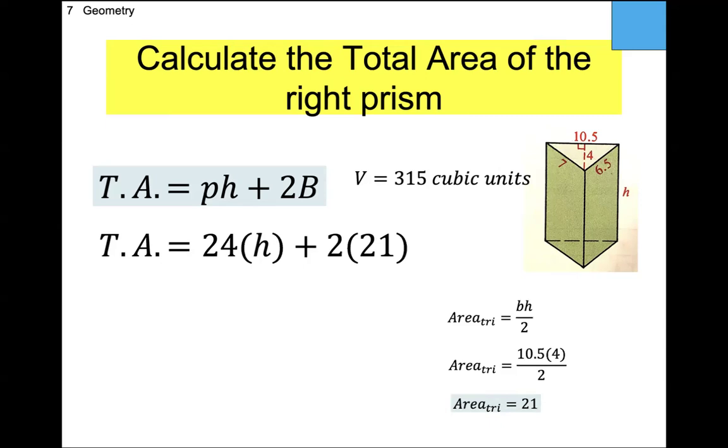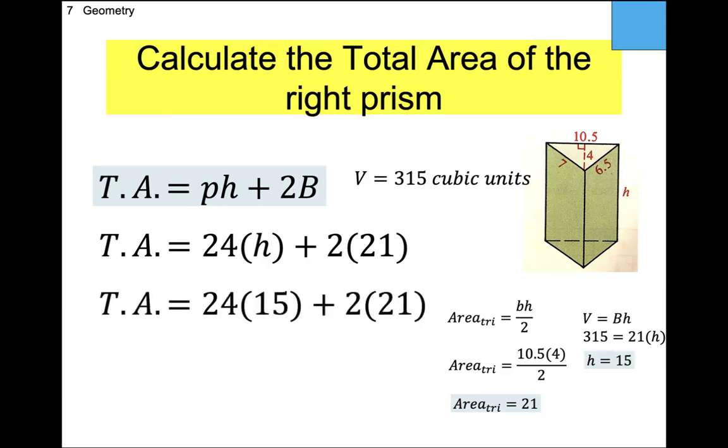How in the world am I going to find the height? Well, let's see. Any other information we have there? Oh, yeah. Volume is 315 cubic units. Well, volume is calculated by capital B H. I just calculated the base area. The base area was 21. Well, there I have an algebra equation right there that I can solve for H. Divide both sides by 21, and it turns out that the height is 15. Therefore, I can toss that 15 into my formula, and away I go.